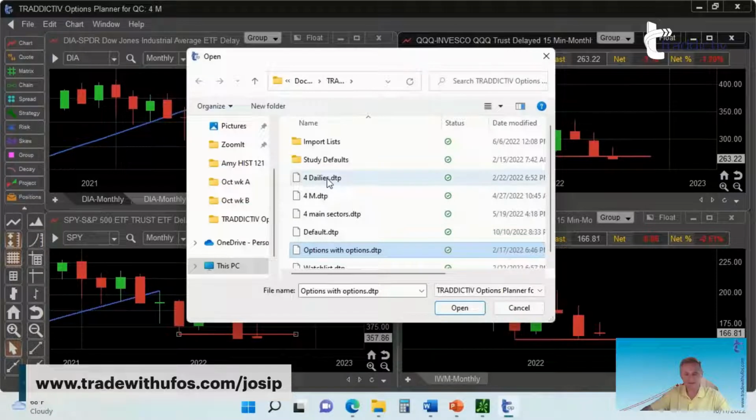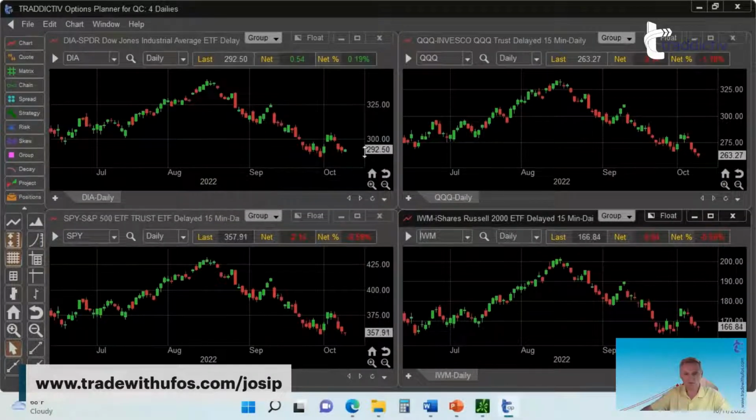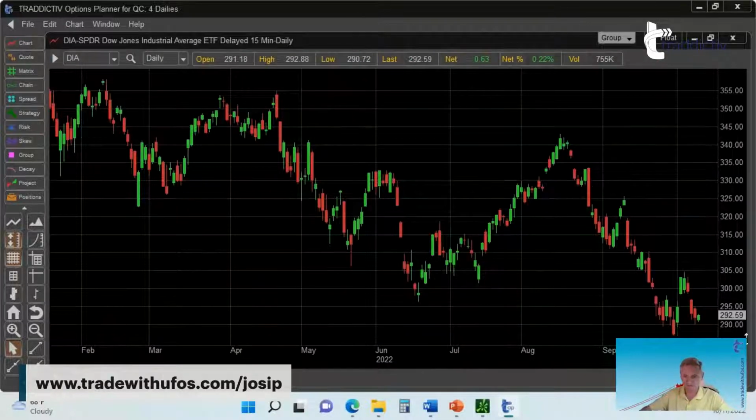So I have here dailies that I have created as a workspace, and I want to now, on the dailies, point out to you that not all four markets are currently showing the same level of weakness. I have shown you the Nasdaq, but you will notice right here on the Dow on a daily, we're not sitting at the low.